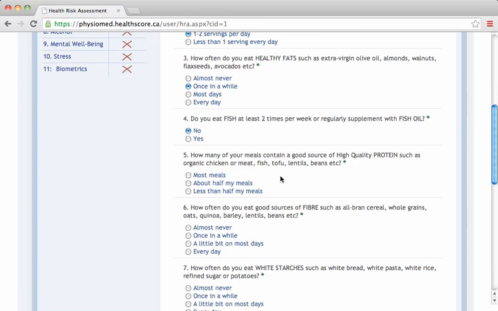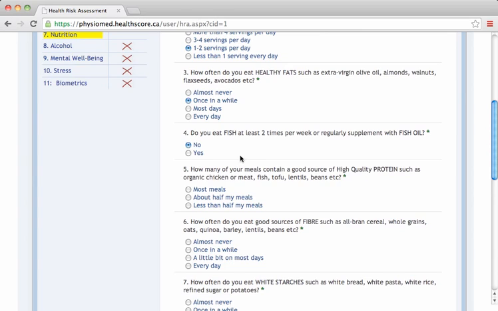How many of your meals contain a good source of high-quality protein, such as organic chicken or meat, fish, tofu, lentils, etc.? About half my meals. Less than half my meals, and about half the meals. Again, you want to be thinking in terms of potential protein supplementation, whether that is a hydrolyzed collagen or a hydrolyzed rice or pea variation.